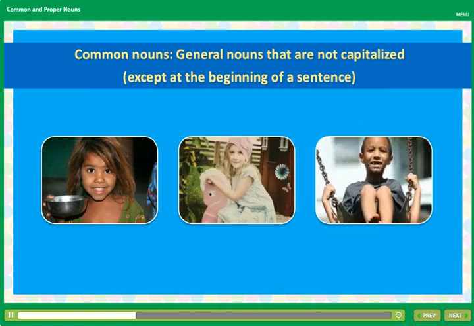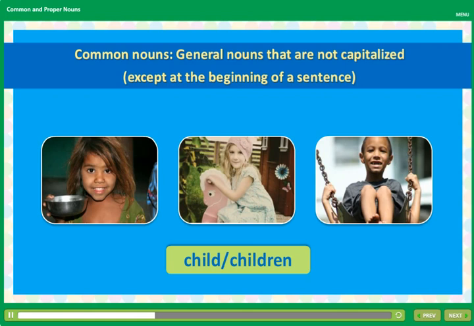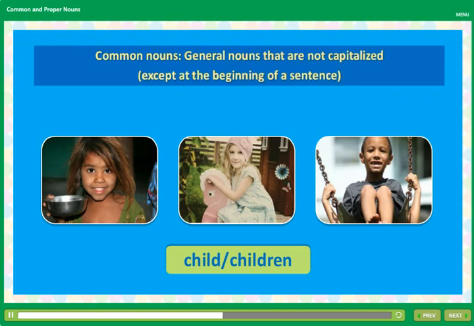Child or children is a common noun. These pictures are of different children. When we use the word child or children, it means we are talking about children in general. We are not talking about a particular child.